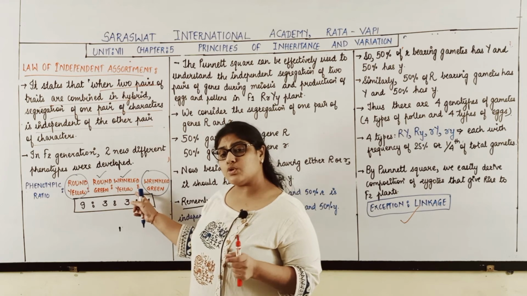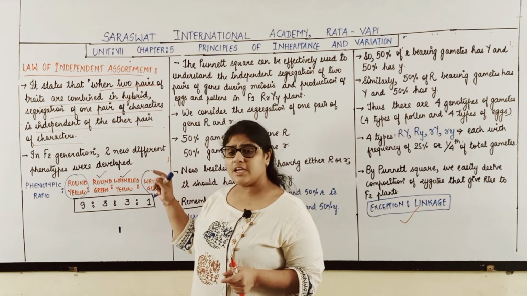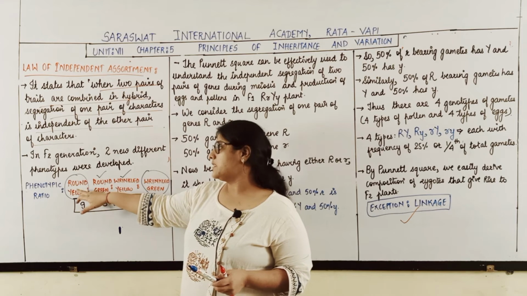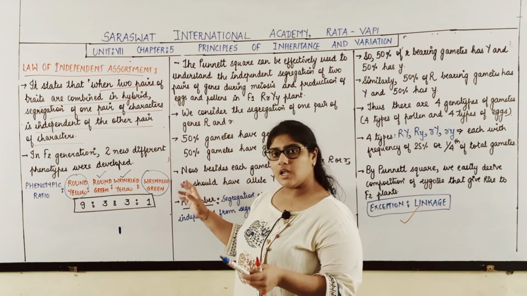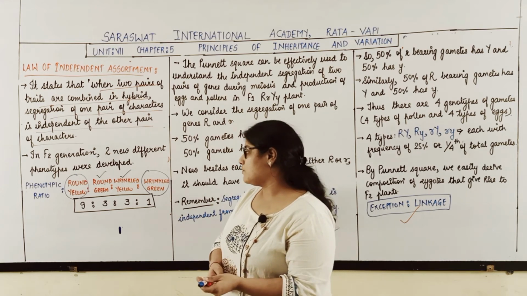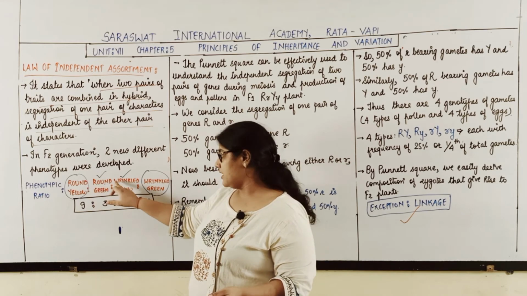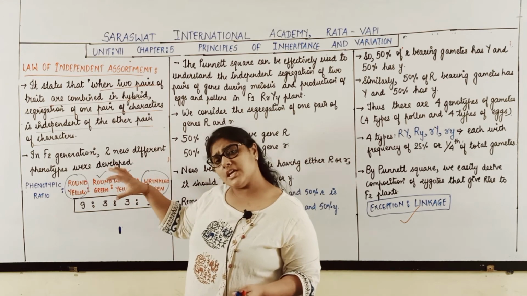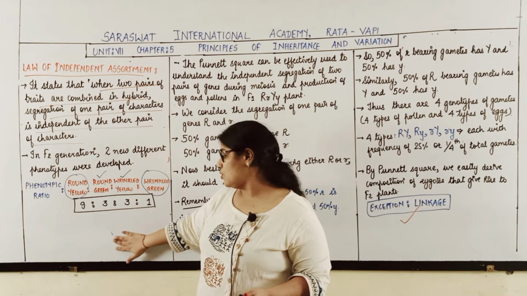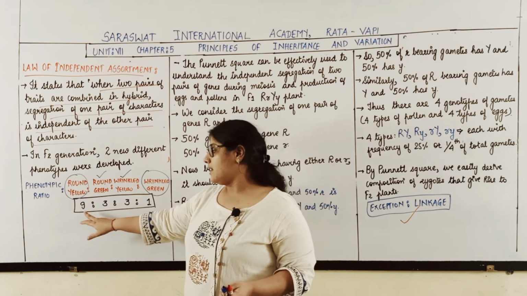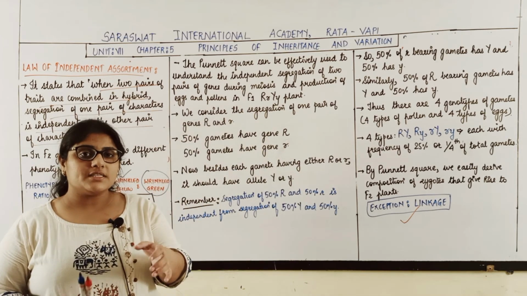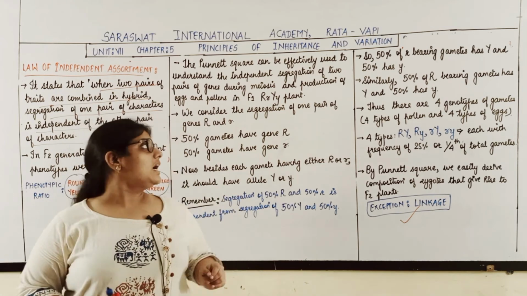So these were the two new phenotypes obtained in the F2 generation along with the parental phenotypes. Which were the parental phenotypes? Round and yellow, wrinkled and green. Along with the parental phenotypes, he found two new phenotypes in the F2 generation. Which were those? Round and green, and wrinkled and yellow. Now the ratio he obtained was 9:3:3:1. What ratio did he obtain? 9:3:3:1. Now how did he get this ratio and how are the gametes formed?